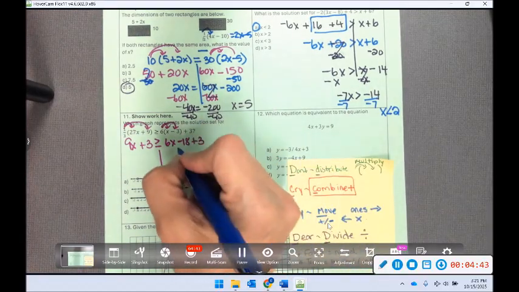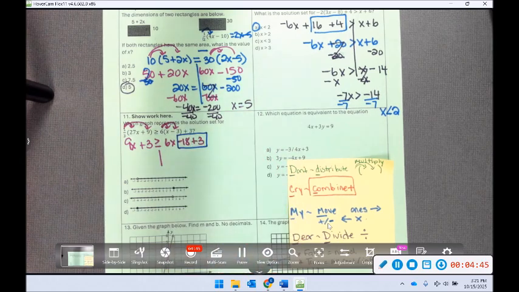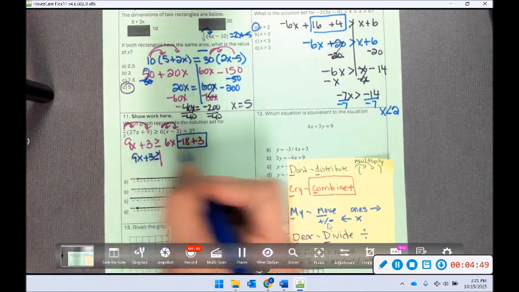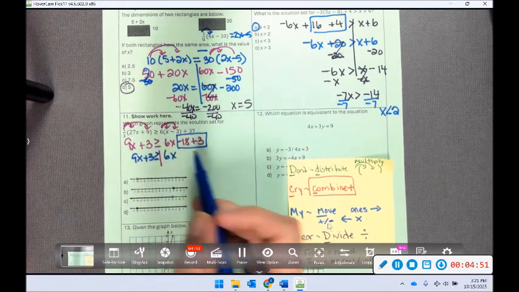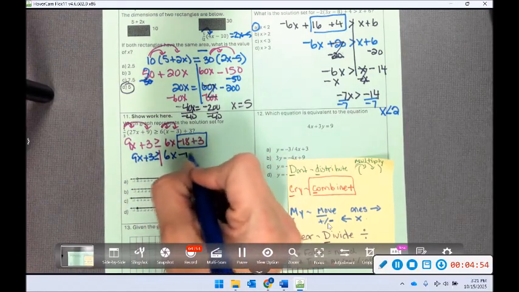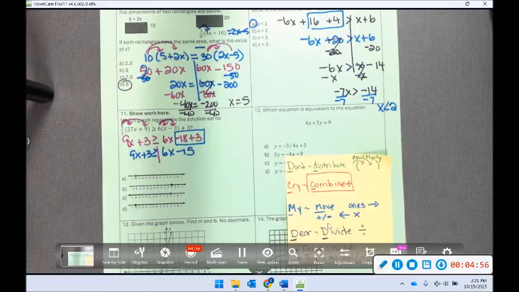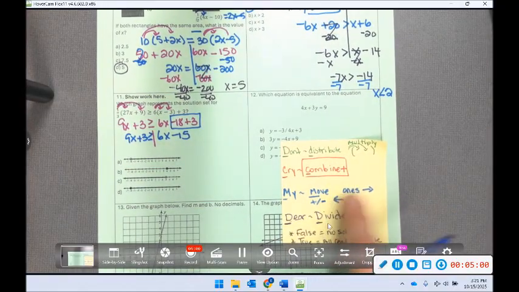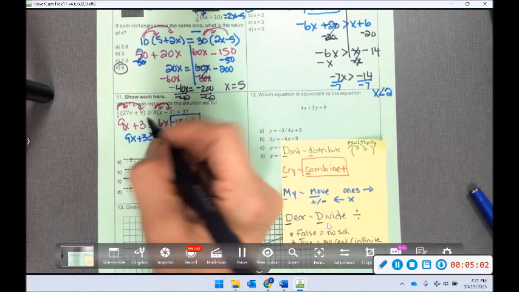Over here on the right hand side, I have two numbers I need to combine. So I have 9x plus 3 is greater than or equal to 6x. Negative 18 plus 3 is negative 15. Okay, so we did the distribute, we did the combine, now let's go do our move. We're going to move the ones to the right. So I'm going to minus 3.